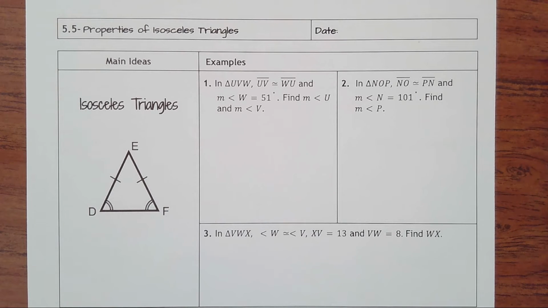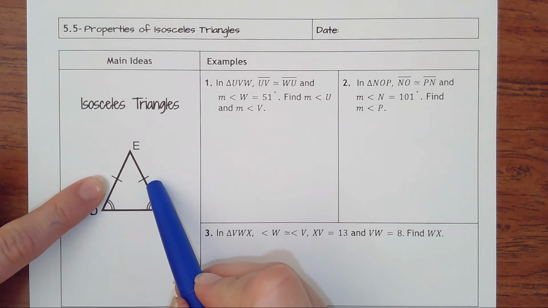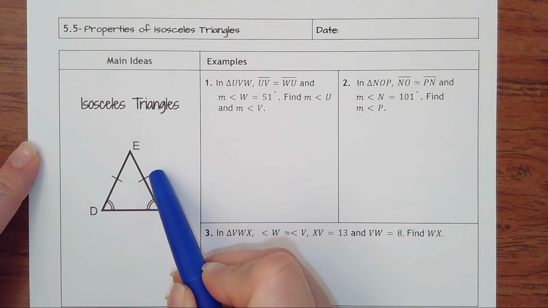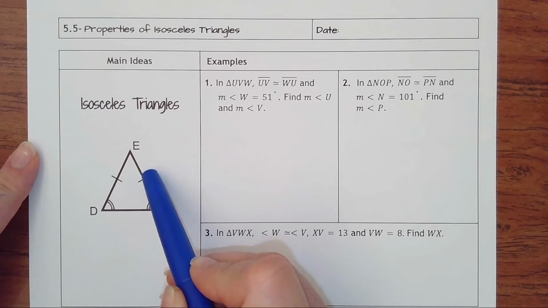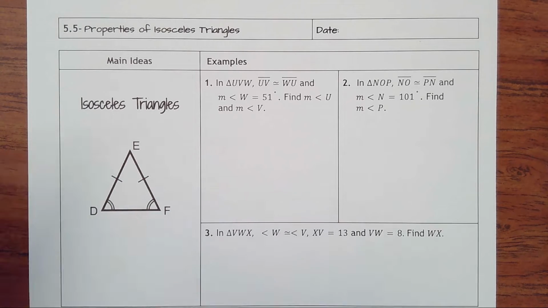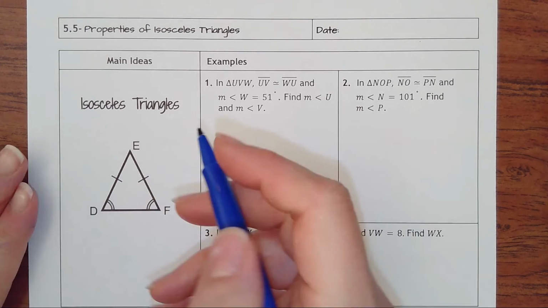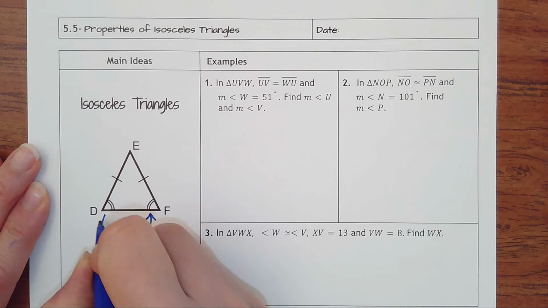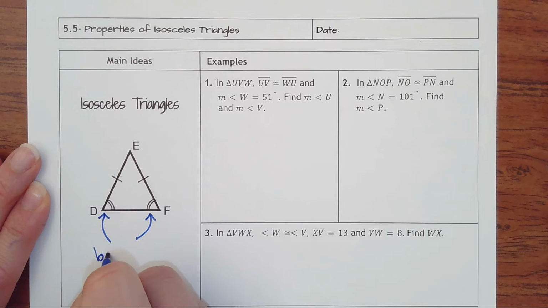5.5 Properties of isosceles triangles. So we've learned that an isosceles triangle has two congruent sides. What also happens is that across from the sides, since the side lengths are the same, their angles will be the same. So in this picture, I want you to label that this angle and this angle are called the base angles.